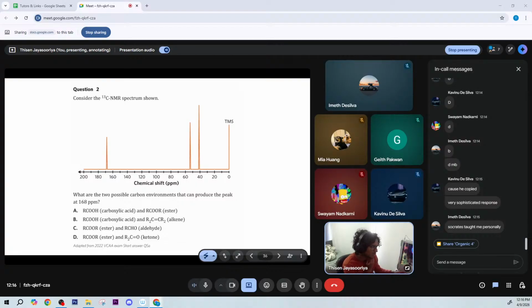So what are 2 things that could produce the peak at 168 ppm? If you look in your data book, you'd be able to find it out.